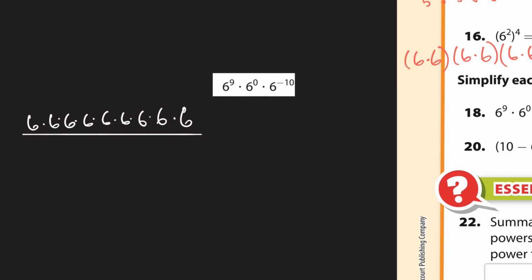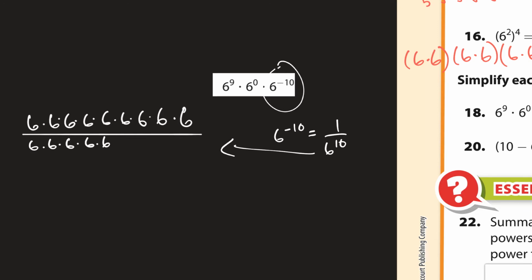And then over 6 to the, now 6 to the 0 is 1, but this one right here, 6 to the negative 10th, remember 6 to the negative 10th is equal to 1 over 6 to the positive 10th. So all of that goes into the denominator over here. 1, 2, 3, 4, 5, 6, 7, 8, 9, 10.